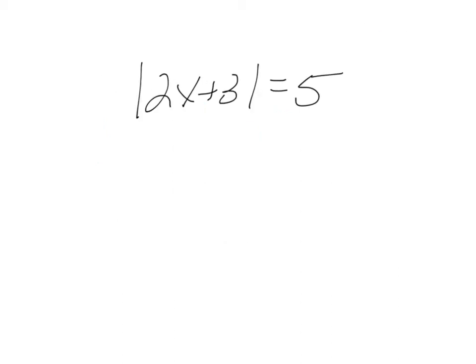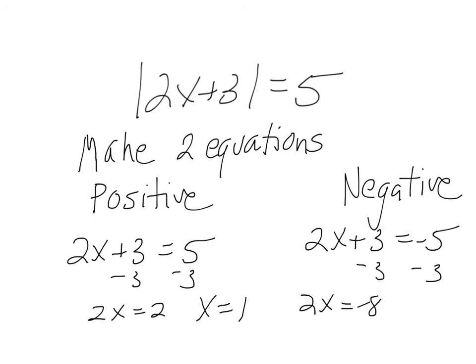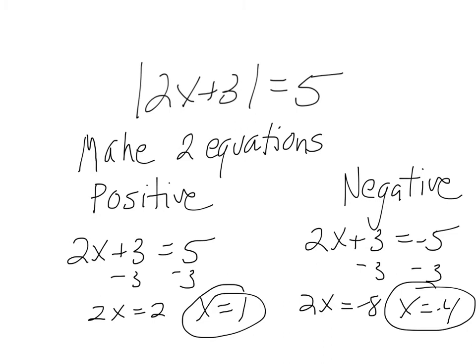Now, because of this, when you solve absolute value problems, you make two equations. One of the equations you're going to set equal to the positive value on the opposite side. So in this case, I basically got rid of the absolute value and said 2x plus 3 equals 5. But on the other side, I'm going to say 2x plus 3 equals negative 5. And then I'm just going to solve that equation as normal, and I'm going to get two different solutions. So my two solutions here are 1 and negative 4. And sure enough, if you plug those back into the equations, you are going to find the solution is correct.